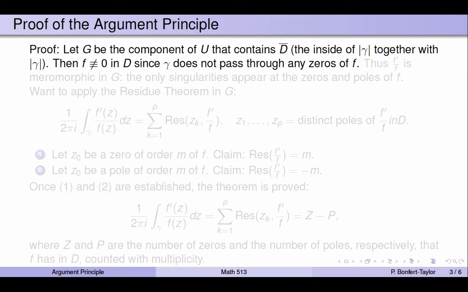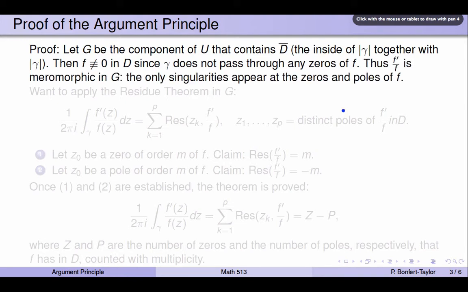We know for sure that F is not identically equal to 0 in D, since gamma didn't pass through any of the zeros of F. So if F was identically equal to 0 in D, then in particular it would be equal to 0 on the curve gamma, and so gamma would be passing through lots of zeros of F.